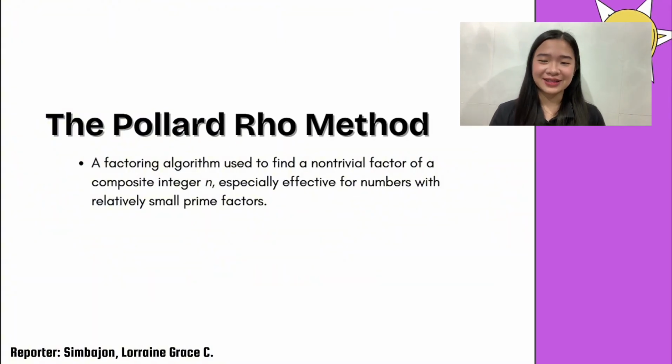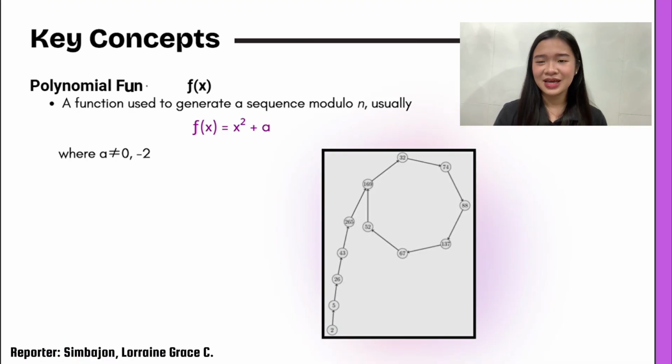Ayan! For better understanding, proceed tayo sa definitions and key concepts. Again, a Pollard Rho is a factoring algorithm used to find a non-trivial factor of a composite integer n, especially effective for numbers with relatively small prime factors. This method requires some various key concepts.